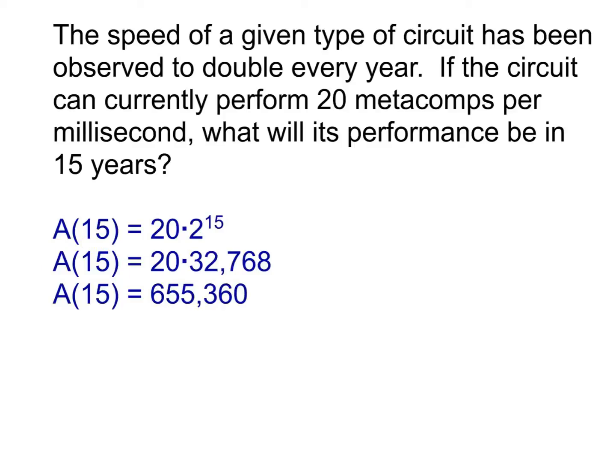When we do that 20 times the 32,000 number, we end up with 655,360 for our answer. So that's all the algebra. This is exactly what I expect your algebra to look like. Yes, I need to see all of those steps.